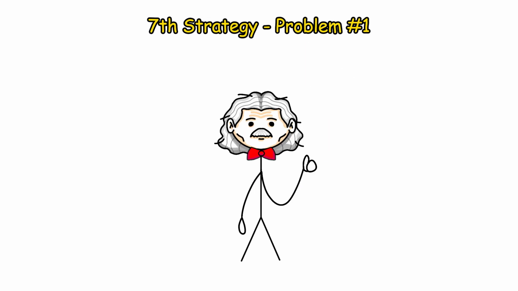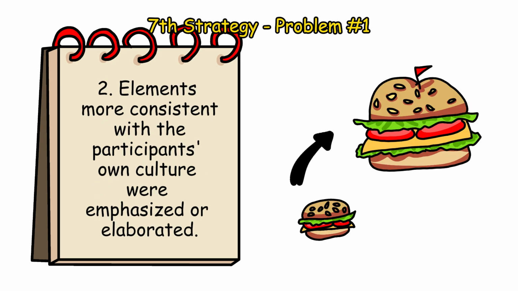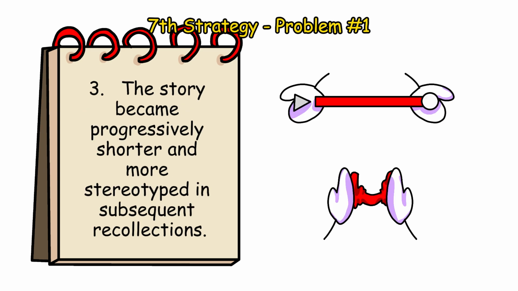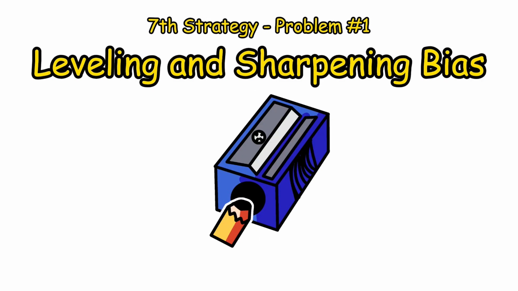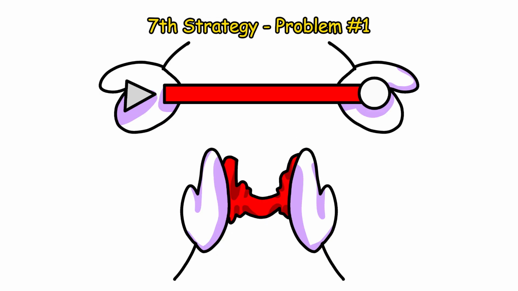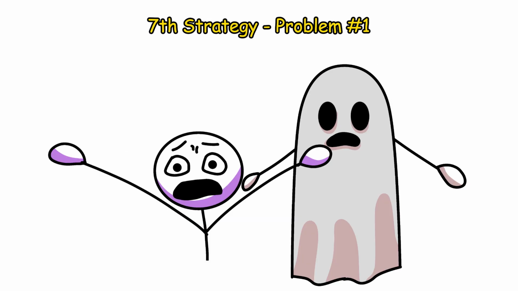From this study, Bartlett observed that 1. Culturally unfamiliar details were often omitted or simplified. 2. Elements more consistent with the participant's own culture were emphasized or elaborated. 3. The story became progressively shorter and more stereotyped in subsequent recollections. This study demonstrated the existence of the leveling and sharpening bias, which refers to the cognitive process that leads to reducing or ignoring less relevant details of information or experiences, while highlighting or exaggerating aspects considered more important.